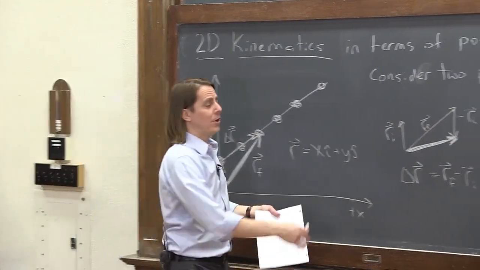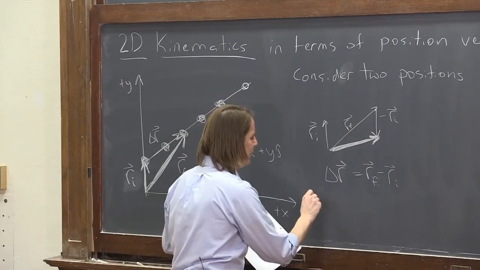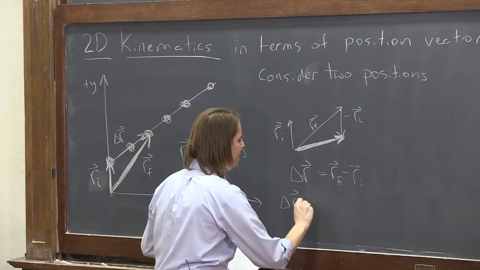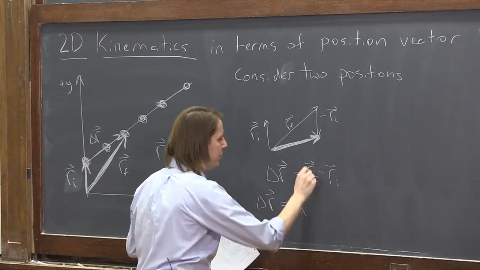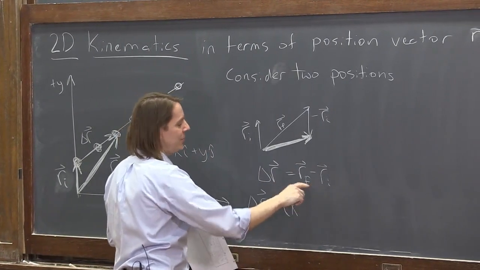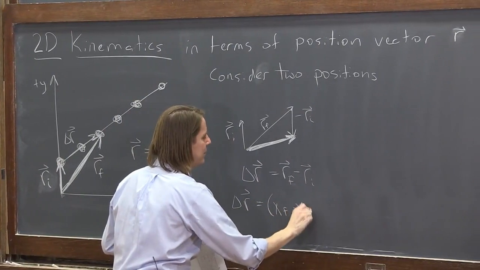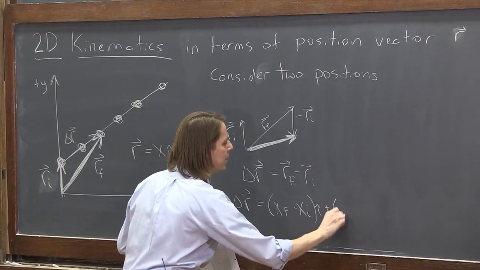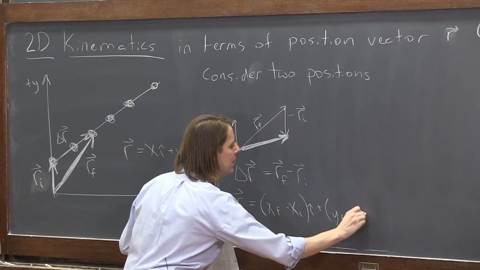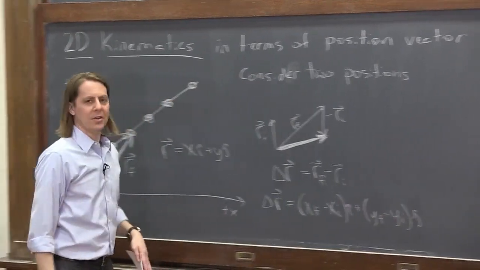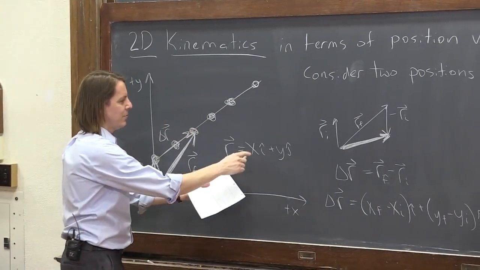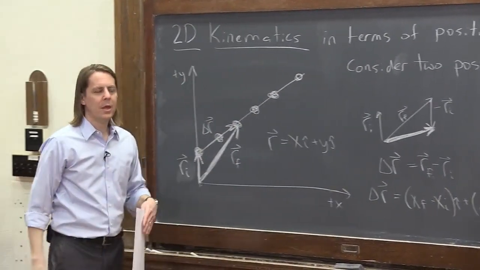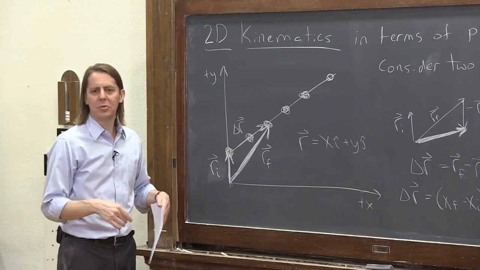If you wanted to, you could write it out in all of its glorious components. Let's do that just to make you feel better, just for fun. If this seems weird and unusual, you could write this as, for the x components, it's x final minus x initial î plus y final minus y initial ĵ. Just like the position vector is just x î and y ĵ. It's just a more compact way to write things.